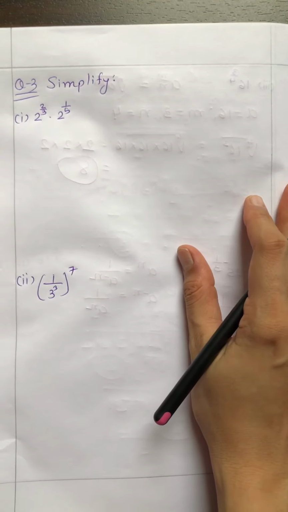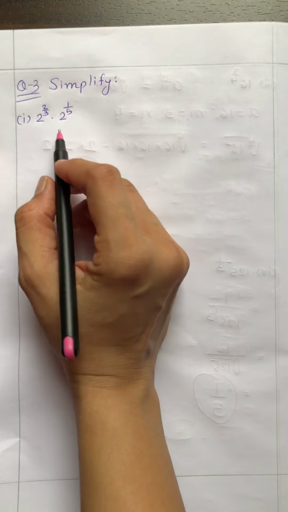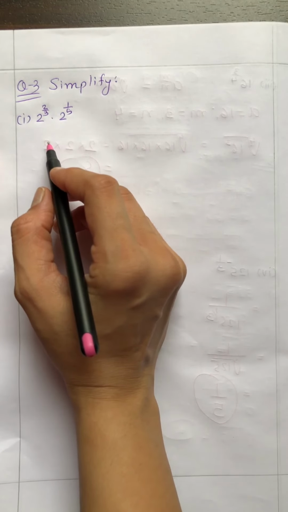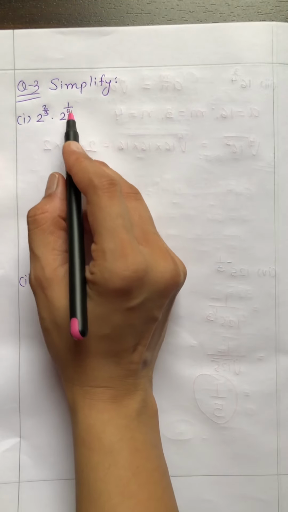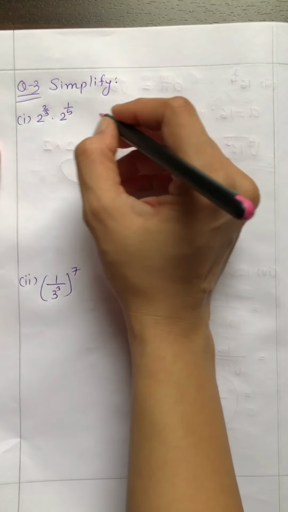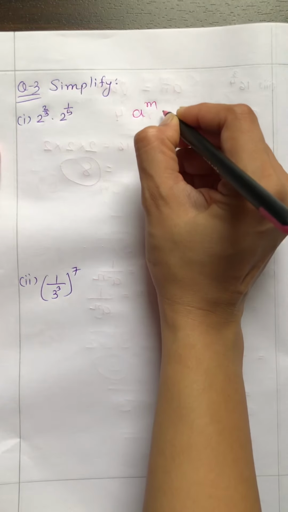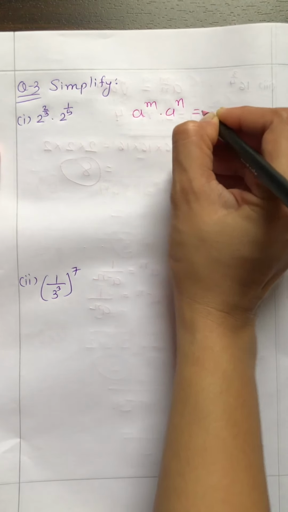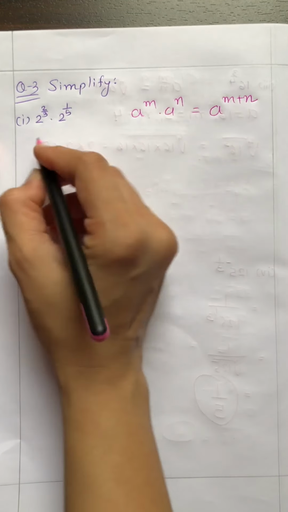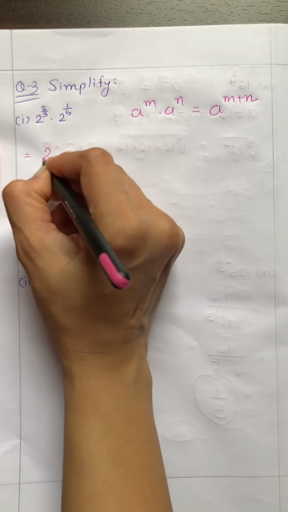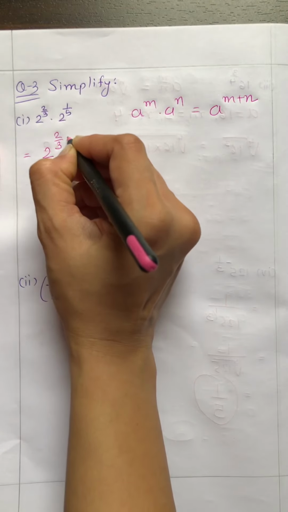Question 3. Simplify. First question is 2 raised to 2 by 3 multiply by 2 raised to 1 by 5. We compare this with a raised to m into a raised to n is equal to a raised to m plus n. So here we can write 2 raised to 2 by 3 plus 1 by 5.